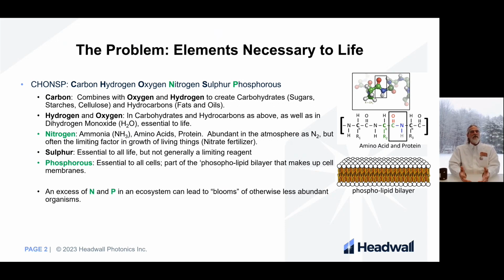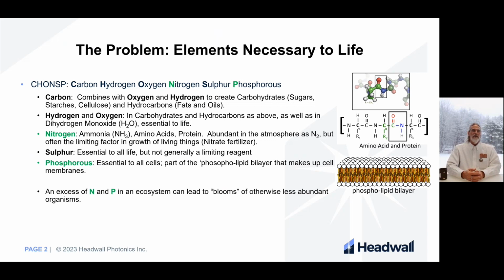Nitrogen is abundant in the atmosphere as the N2 molecule, but that molecule is very tightly bound and isn't biologically available. And it has to be broken down generally into some nitrate form like ammonia. And then it is available for living cells to make amino acids, proteins, and build many parts of cells. And so nitrogen is very often the limiting factor in the amount of biomass that can grow in any particular environment. That's one of the reasons that nitrates are very important as fertilizers.